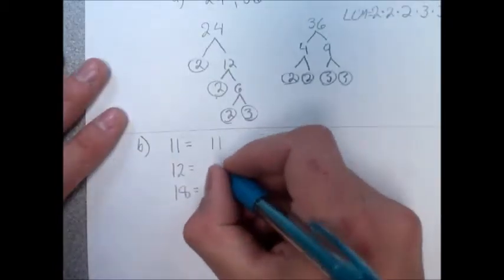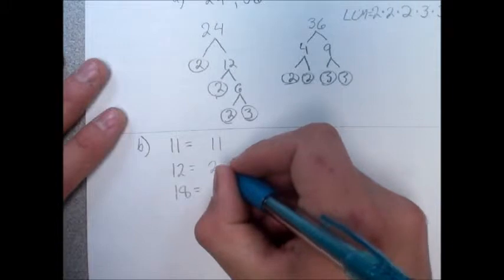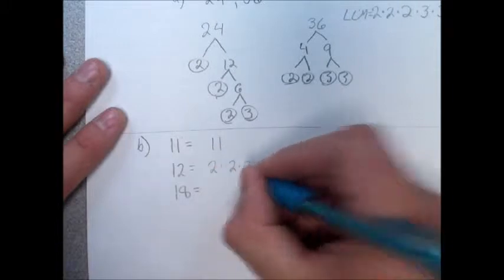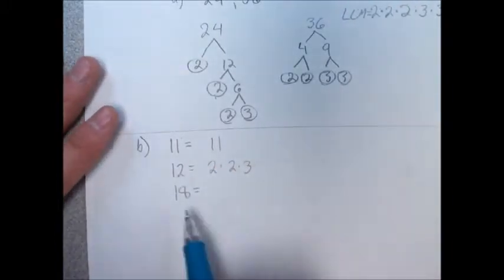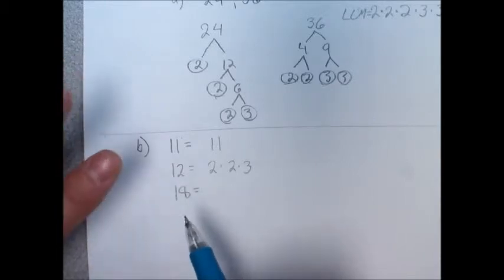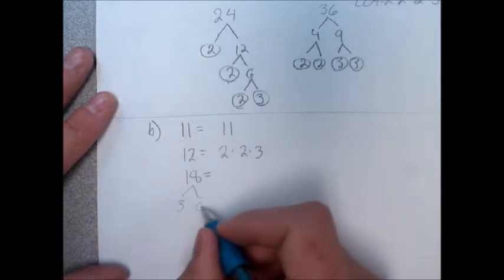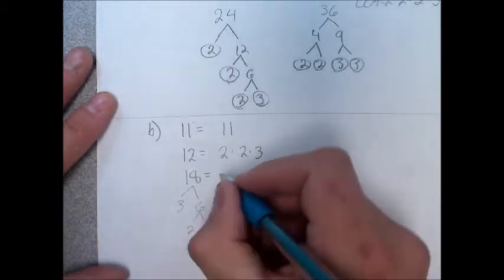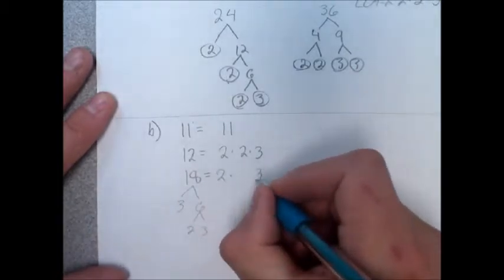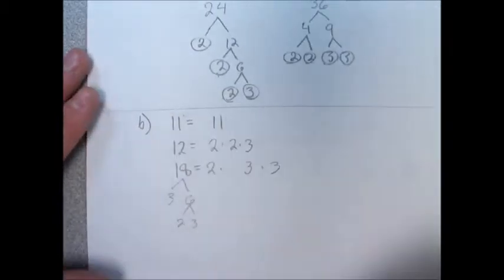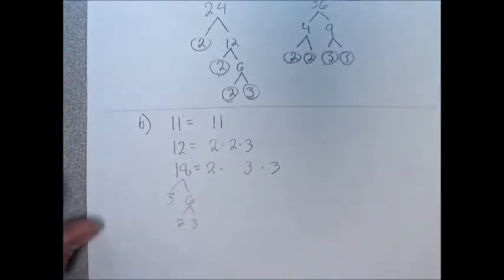So 2 times 2 times 3. Okay, I don't actually know the prime factorization of 18 off the top of my head. Maybe I'll have to do the chart. So 3 and 6, and then 2 and 3, so it's 2 times 3 times 3. Again, I stack those in that order for a specific reason.